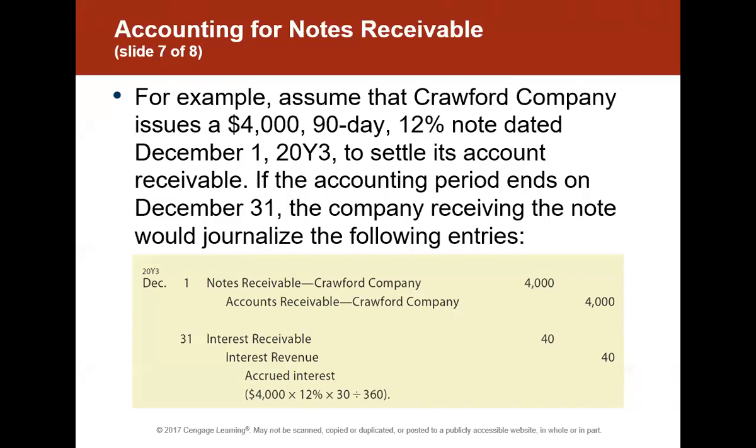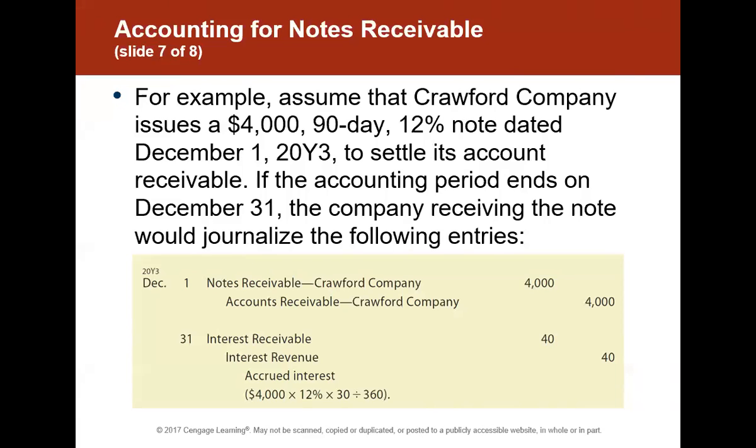So the note gets issued, just a standard note. December 1st, notes receivable, $4,000 debit, a credit to accounts receivable. As of the end of the year, we've had 30 days where we've actually earned interest, but we're not receiving it yet. That's what we call accrued revenues. If you remember from adjusting entries, an accrued revenue is a revenue that we've earned, but we haven't received yet. Good times, right? It all comes full circle.